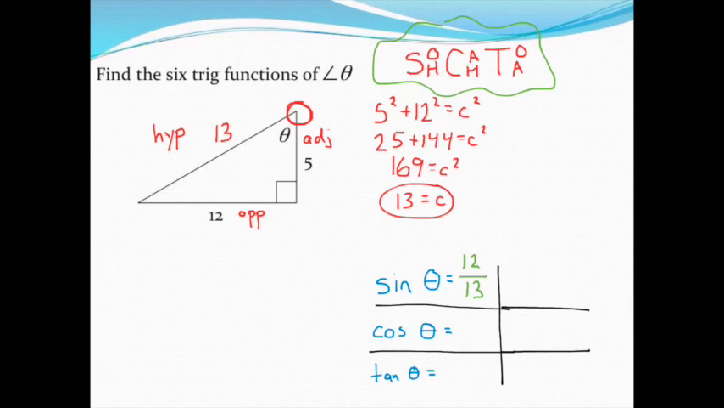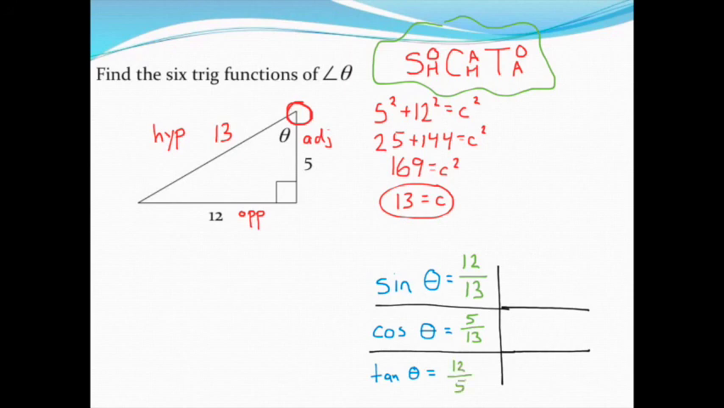Cosine is the CAH part of SOHCAHTOA. That's A over H, or the adjacent side over the hypotenuse. So that's going to be 5 over 13. And then finally, to find the tangent of theta, tangent is the TOA part of SOHCAHTOA. So the tangent of an angle is equal to the opposite side over the adjacent. So in this case, that's going to be 12 over 5. So there are the 3 trig ratios you're probably already familiar with.